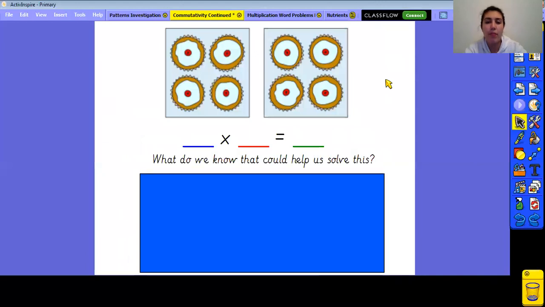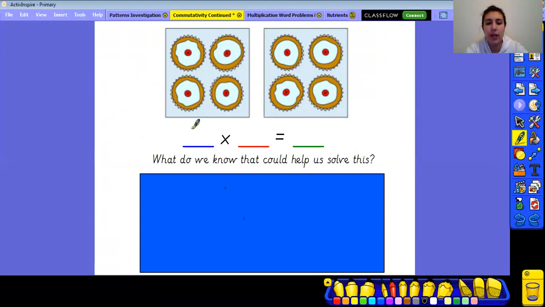So here I've got a representation. I've got 2 groups, and inside each group I've got 4 cakes. So I've got 2 groups of 4.